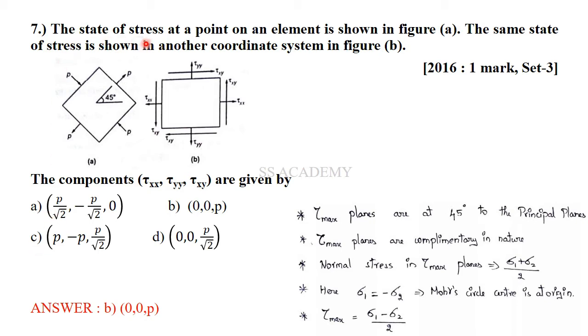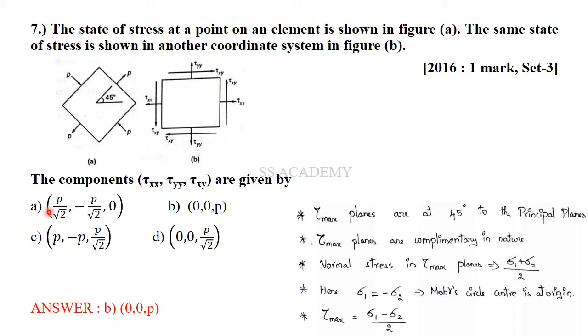The state of stress at a point on an element is shown in figure A. The same state of stress is shown in another coordinate system in figure B. They have given the images here and they have asked for the components tau xx, tau yy and tau xy. This question was asked in 2016 for 1 mark in set 3 GATE paper, mechanical.